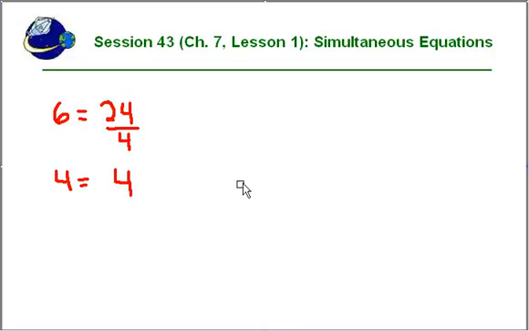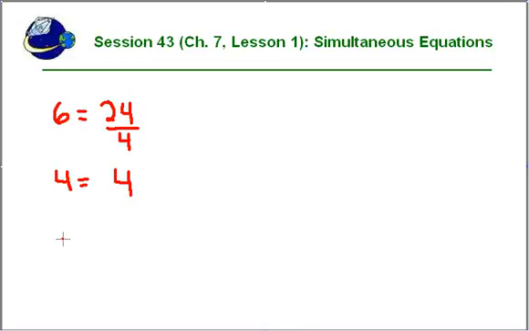Before we take a look at simultaneous equations with variables, I wanted to take a look at two straightforward equations that we have here and analyze them just a little bit. First of all, we have 6 equals 24 over 4. Well, that's very straightforward. We can see that those two are equal to each other. In our second equation, we have 4 equals 4. That's also very straightforward and easy to see.